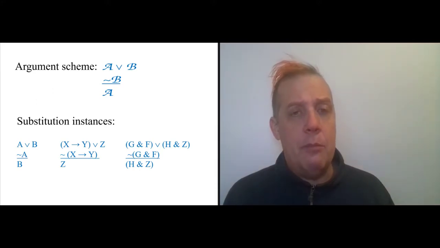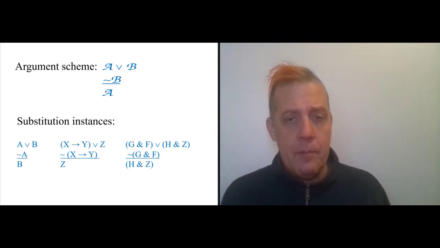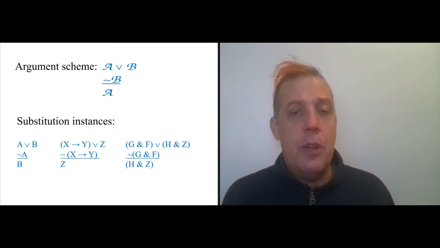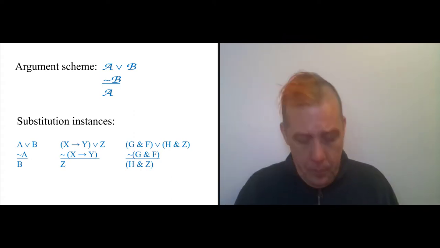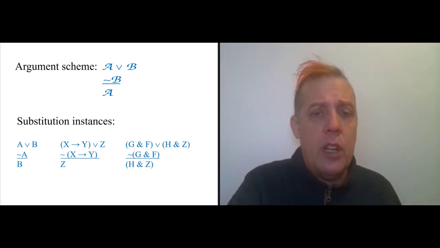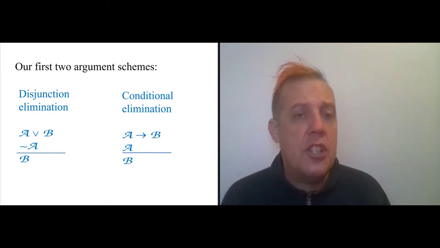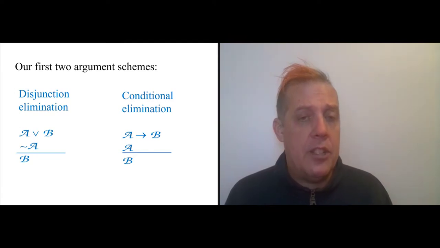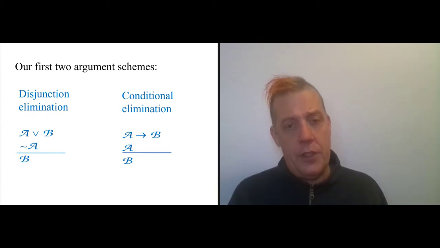So if you just put in A for A and B for B, you get the argument on the far left. The middle argument comes by putting in X implies Y for A and Z for B. The third argument comes in by putting in G and F for A and H and Z for B. But they're all essentially the same argument. So what we do in section 6.1 is we introduce our first two argument schemes. And we're going to call them disjunction elimination and conditional elimination. These are the two arguments that I introduced at the beginning of this.